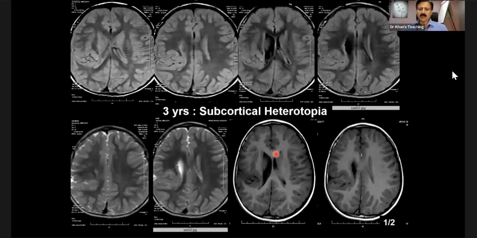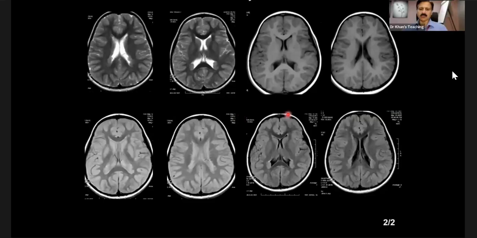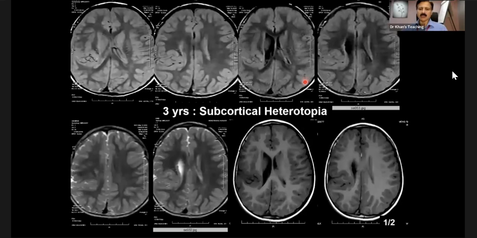Now, heterotopia, please remember the concept that the germinal matrix in a developing fetus is in the periventricular region. The gray matter cells actually develop there, and from there they get transported or they migrate laterally. They can be arrested in this region, subependymal. They can go and arrest in the subcortical region like this.